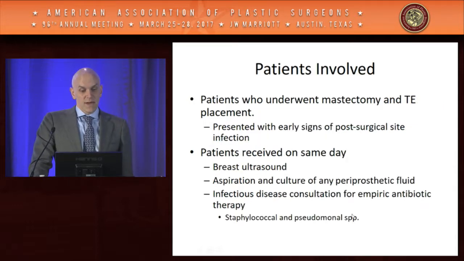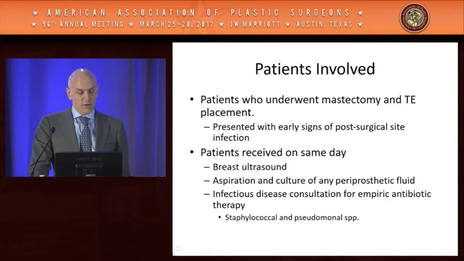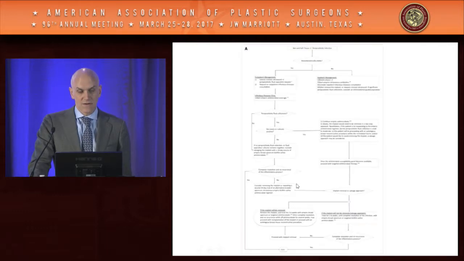Any patients who underwent mastectomy and TE placement and presented with early signs of post-surgical site infection were included in this cohort. So basically any red breast that presented, we would send them over. On the day they presented, patients received an ultrasound to assess fluid collection, aspiration and culture of any periprosthetic fluid if it was discovered, and an infectious disease consultation for commencement of empiric antibiotic therapy. The empiric therapies generally targeted staphylococcal and pseudomonal species, because as I noted previously, those were the most common organisms found in these patients.